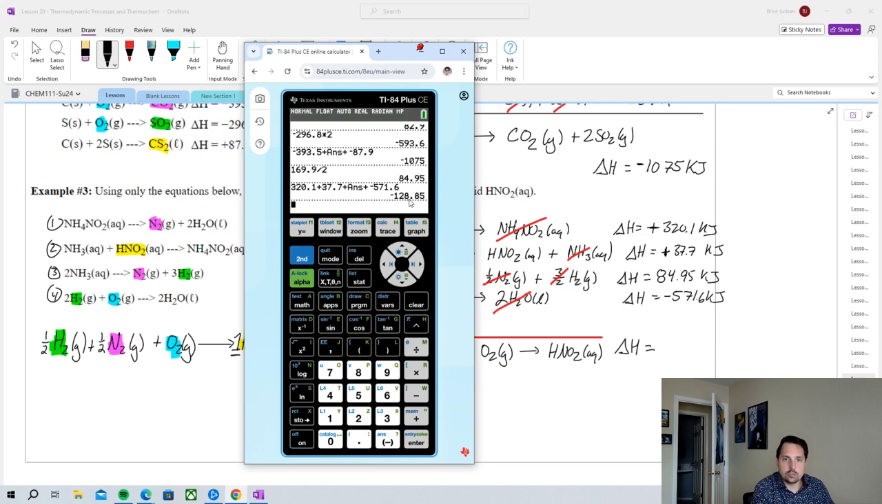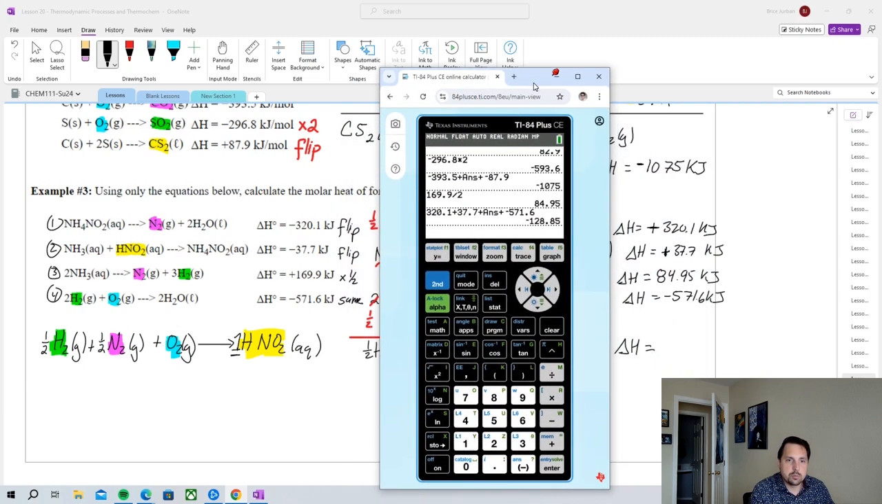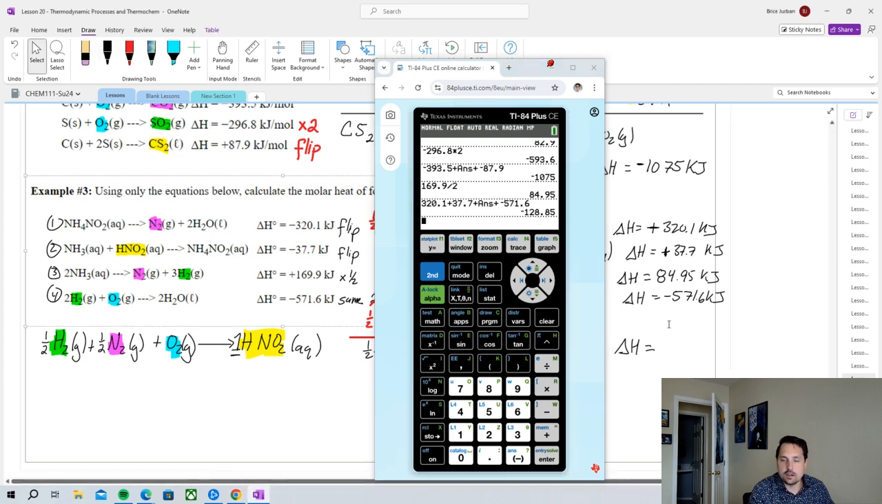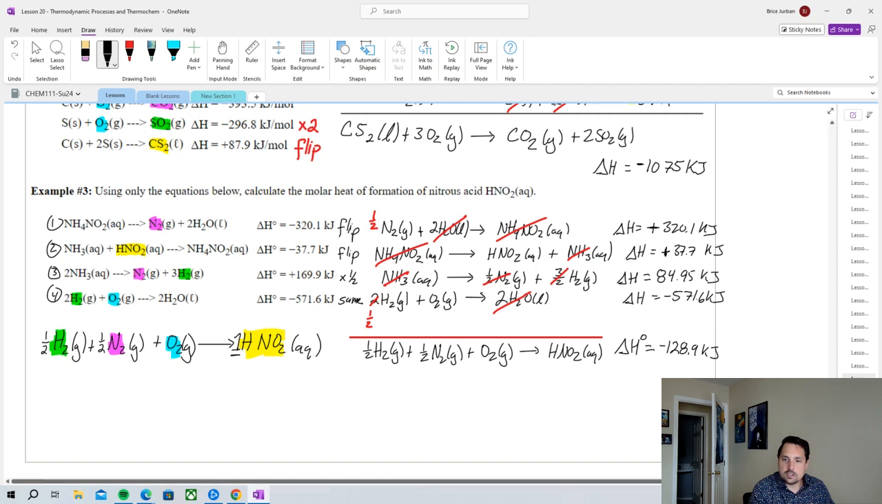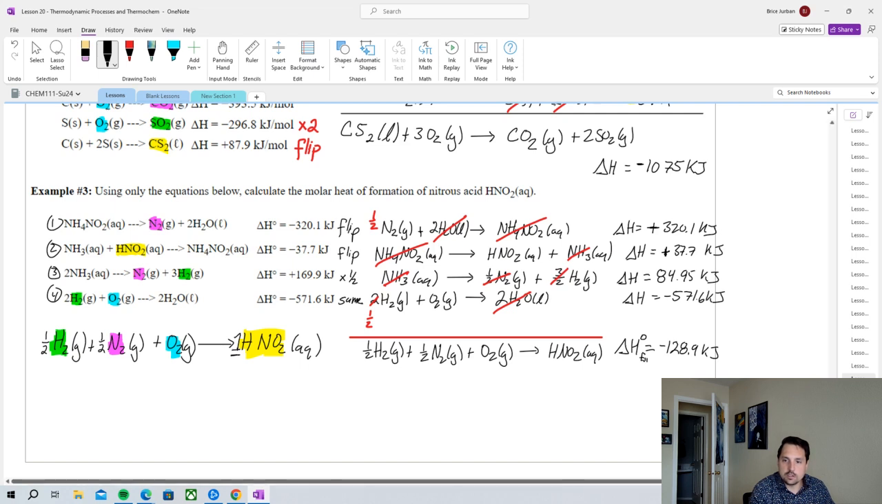Okay, negative 128.85, and we only have 3 sig figs here, 1 decimal place really, because we're adding these. So negative 128.9. We're going to use the addition rule here. Okay, and that's the delta H. And these are at standard state conditions, so we'll want to use the not symbol. And this is a formation enthalpy, so we can write the word formation down there. And there you have it.